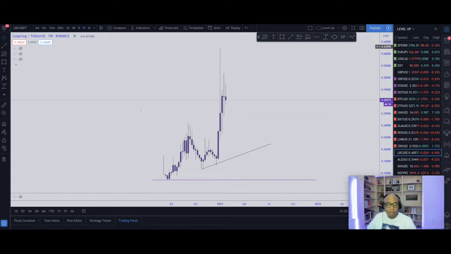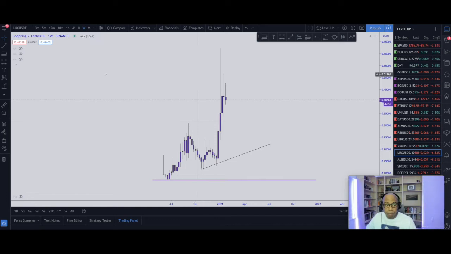I believe Loopring is still undervalued, but the principle is: look at where the price is. Is the price at a place where it's at the bottom, at a low? And compare that to the market cap, the market cap of the price.